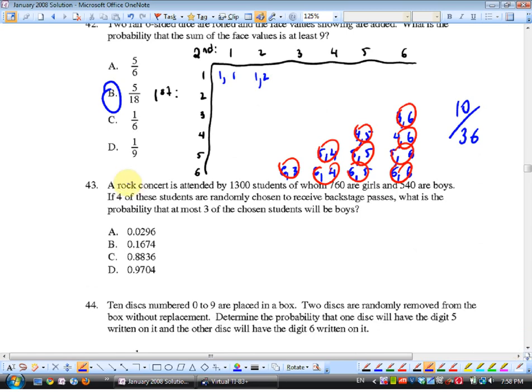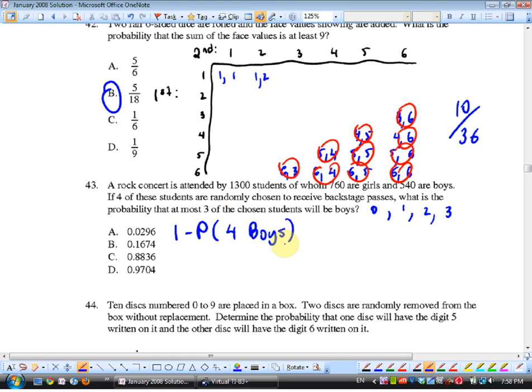Number 43, a rock concert is attended by 1,300 students, of whom 760 are girls, 540 are boys. Four of these students are chosen to randomly receive backstage passes. What's the probability that at most three of the chosen students are boys? Now, at most means 0 or 1 or 2 or 3. That's a lot of work. Or does mean add, and I could do each of those. I think it's going to be the same as 1 minus the probability of 4 boys.